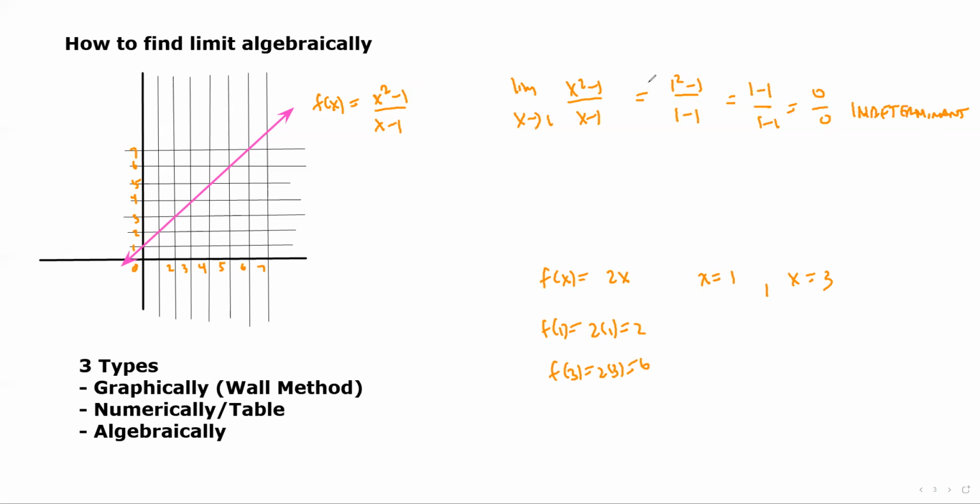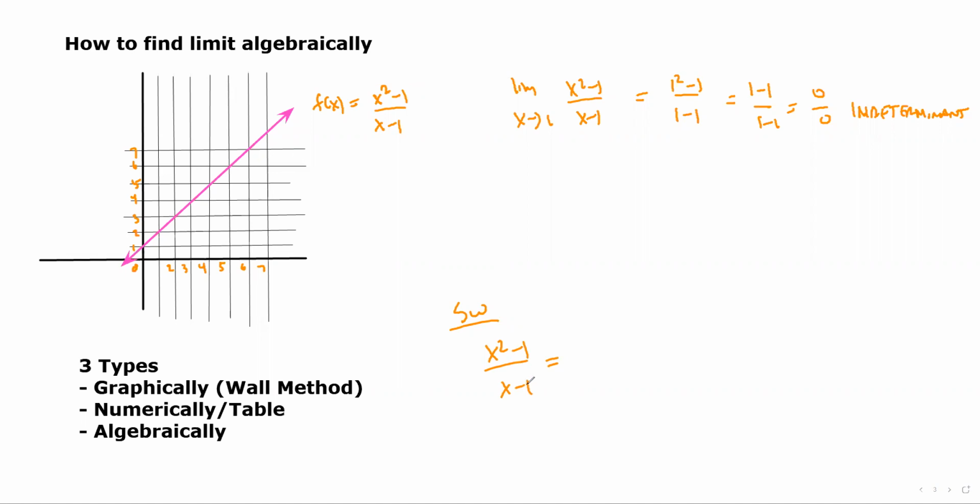Well, notice that I have x squared minus 1 on top and x minus 1 on the bottom. I like to write down my scratch work on the side, so I'll have scratch work and x squared minus 1 over x minus 1. I'm going to simplify this function here.